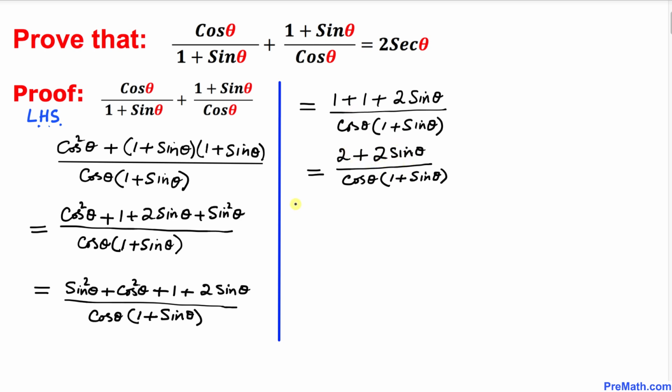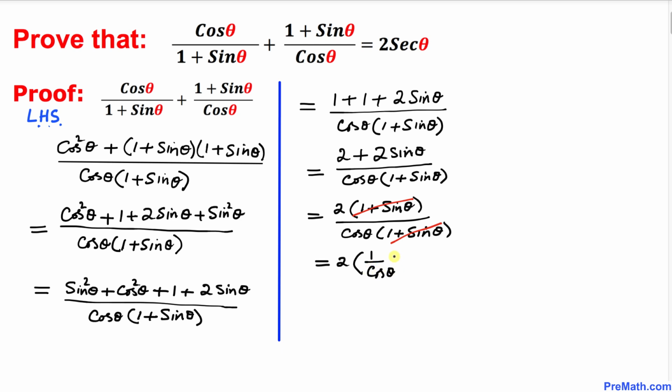Everything is the same. And now we can see on the numerator 2 could be factored out, isn't it? If I bring 2 outside, this could be written as 1 plus sine of theta divided by cosine of theta times 1 plus sine of theta, and then we can see that this 1 plus sine theta and this 1 plus sine theta, they are gone. So I can write this one as 2 times 1 divided by cosine of theta.